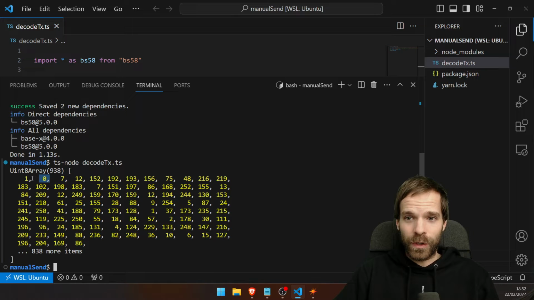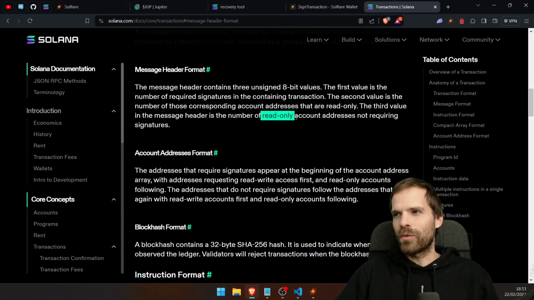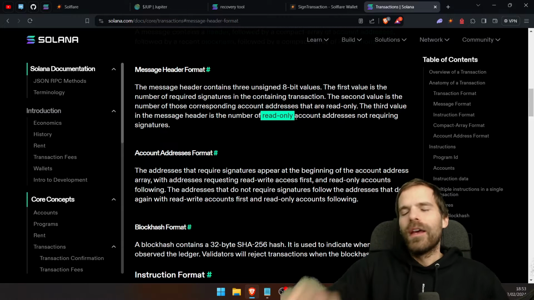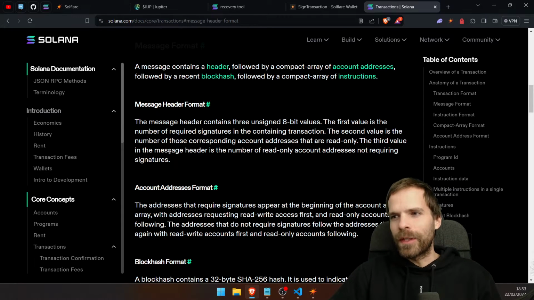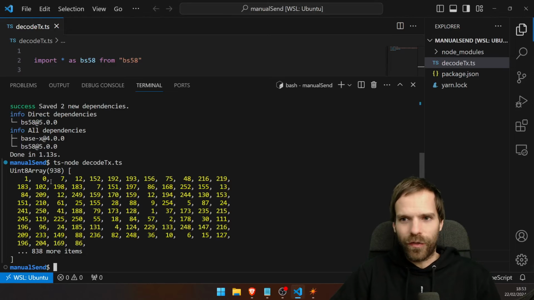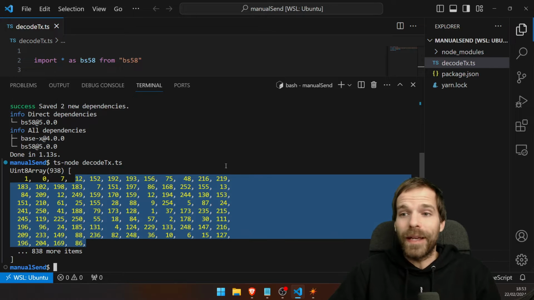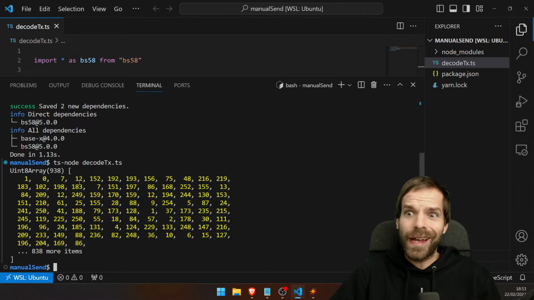0 of the signers are read-only, so that's why this is a writable signer. And then 7 is how many non-signer accounts there are. How many read-only, and the rest of them are writable. Anyway, don't get too deep into that, but that's basically information from the header. So having low bytes here, that's why I was happy. That looked like a message header, those 3 low numbers here.